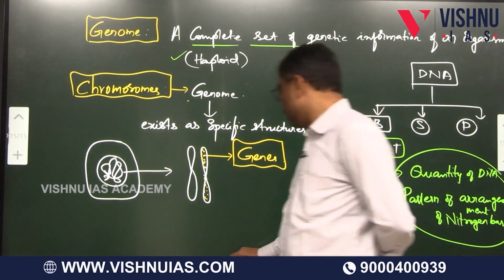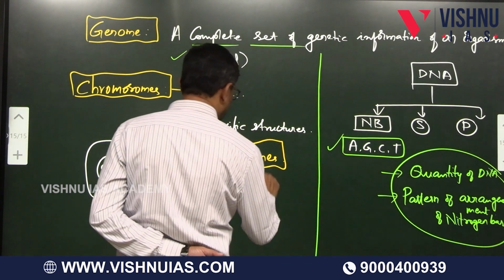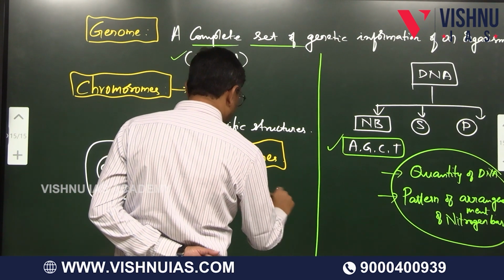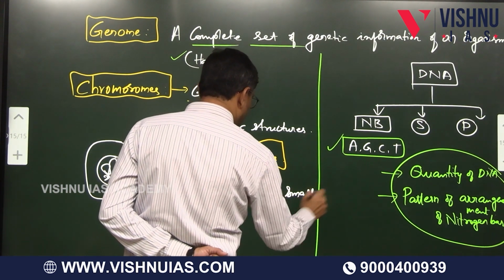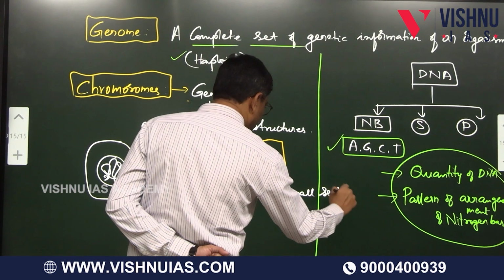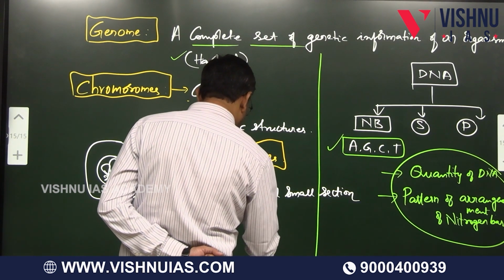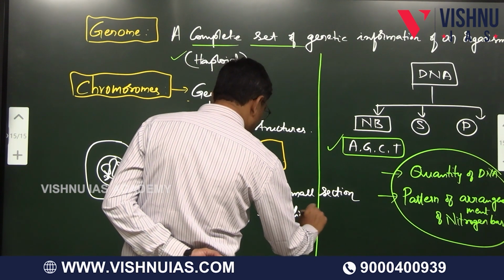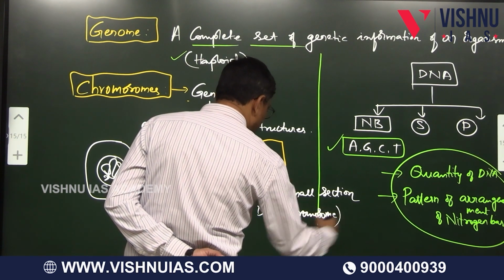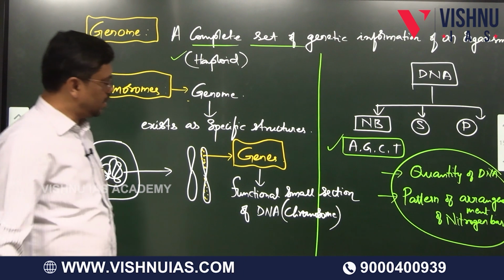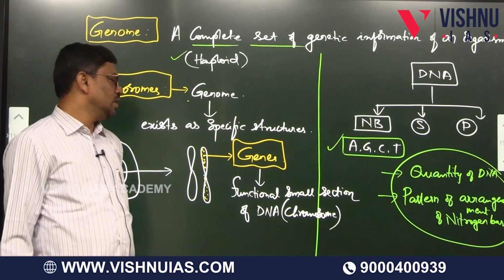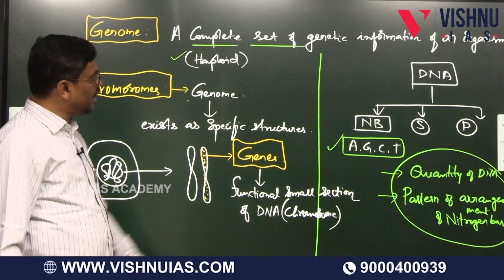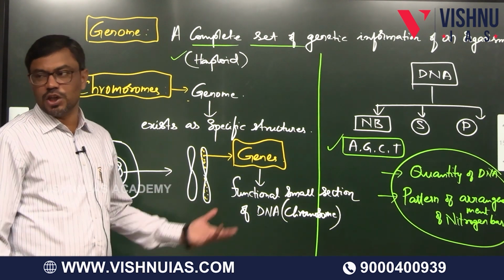Okay. So, the functional small section of DNA, that is chromosome, which codes for a protein. A small functional section of the DNA or chromosome which codes for a specific protein, that is called a gene.